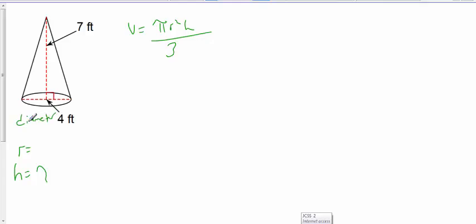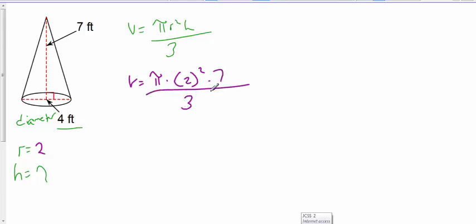Okay? It actually represents the diameter. But we don't need the diameter. We need the radius. So if we take half of the diameter, that'll give us 2. Now we can substitute it in. Volume equals pi times 2 squared times 7 all over 3.